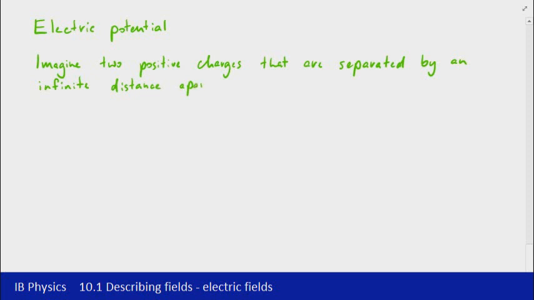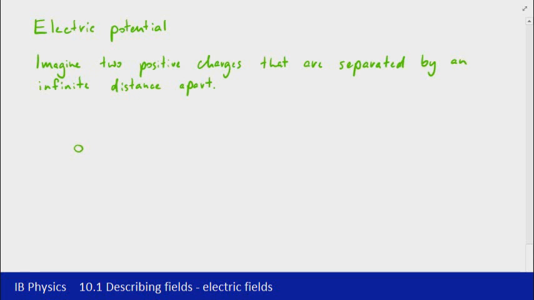It's probably easiest here to think of one of them as being fixed in space, so it's not going to move, and the other that can move throughout space. And those two positive charges, we're going to consider them as being separated by an infinite distance. The reason for the idea of infinite distance is we're basically saying that when they're that far apart, they won't really have any effect on each other, and so effectively there's no interaction between the two.